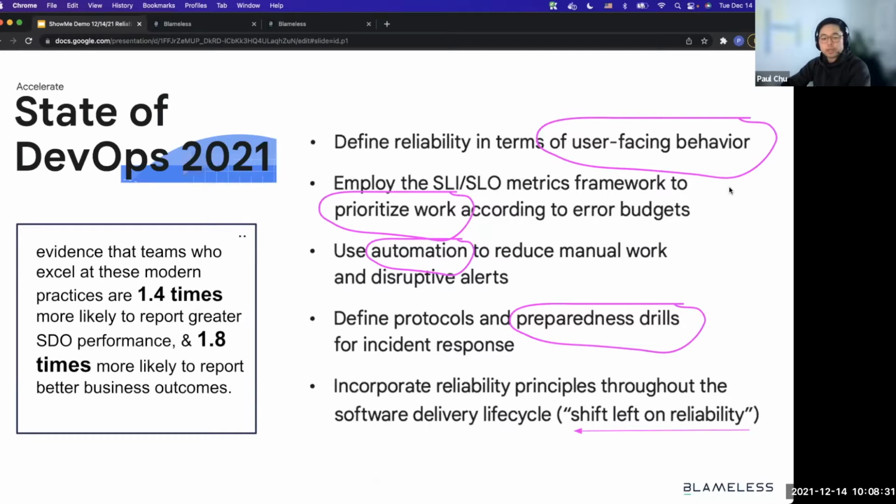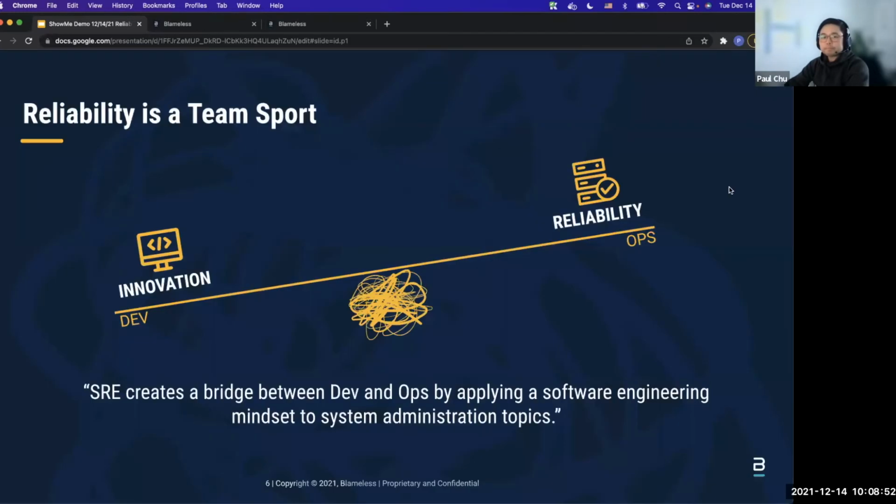And this is just a stat here saying that teams who excel at these are 1.4 times more likely to report greater software development performance, and 1.8 times more likely to report better business outcomes. Again, pretty obvious statements, but just to give you some numbers behind this as well.